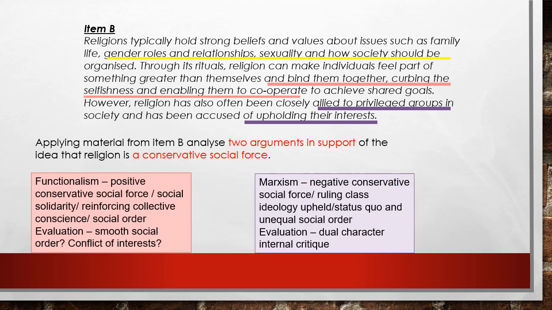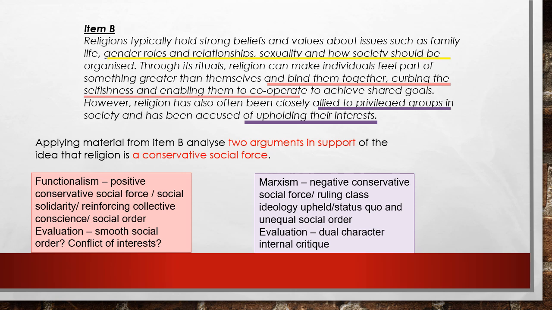So you've got 2 very different arguments at the bottom, which I probably would use. I would always try to pick two different ideas that are very different. So functionalism is a very positive outlook on religion being a conservative force, whereas Marxism takes a very pessimistic view of religion being a conservative force.